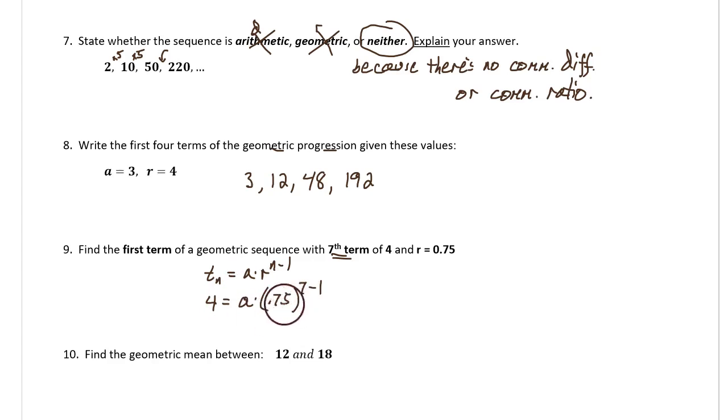Now let's solve this equation for a. So we have 4 is equal to a times 0.75 raised to the 6th power. If we divide both sides by 0.75 to the 6th power, that will get the letter A alone. And the result is 22.47 if you do some rounding.